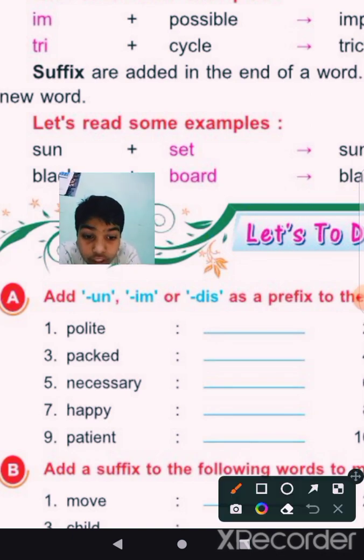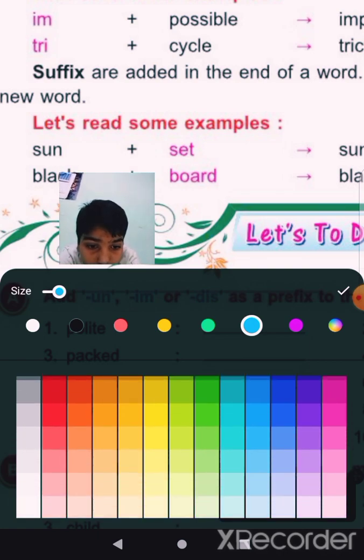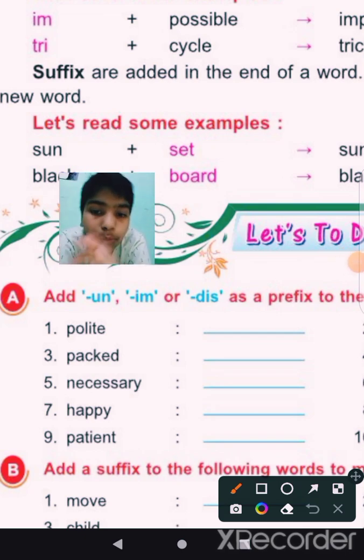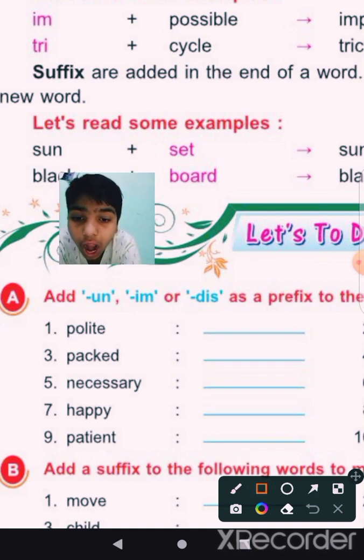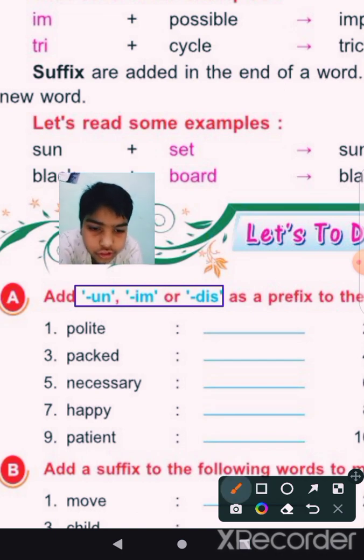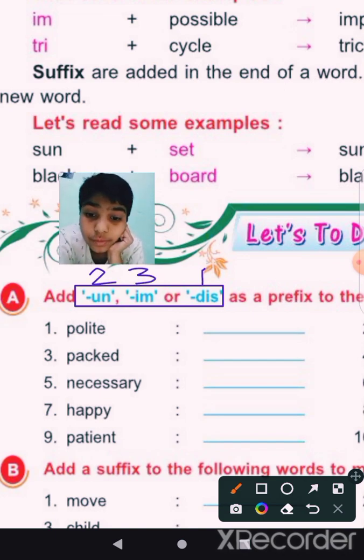Now see, the answer key is never important. If you are not doing it by mind, then do it by mind. If you do these exercises by mind, I think you are clear about the topic. Now polite, you can only add an, m or dis. So we will start with dis, then an, then m. Like this we will go dis, an, m. Let me just number them up. First, second, third.